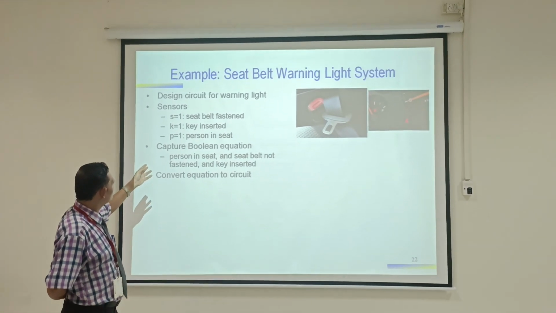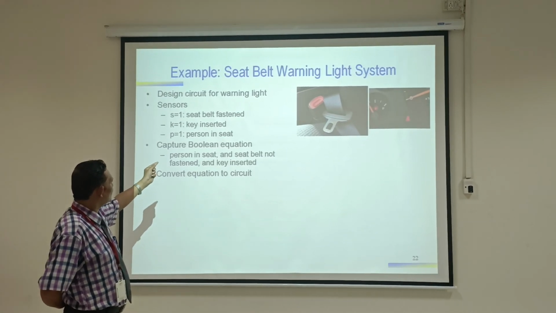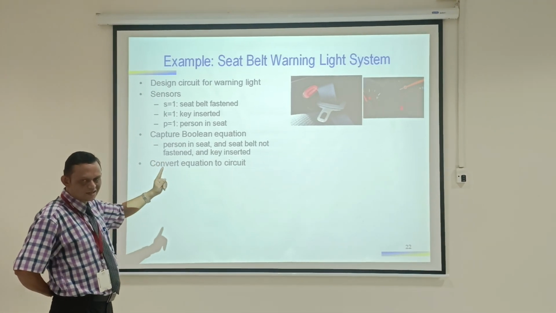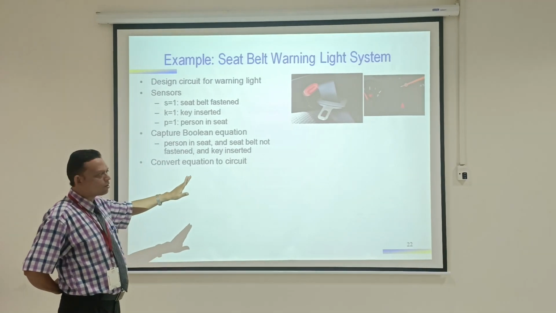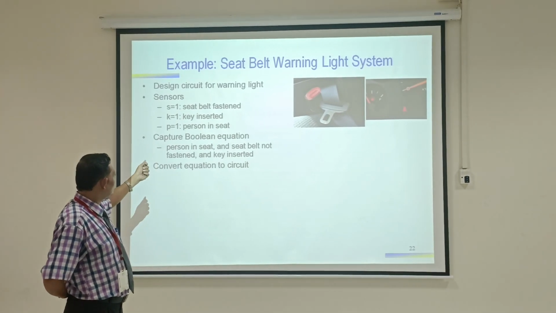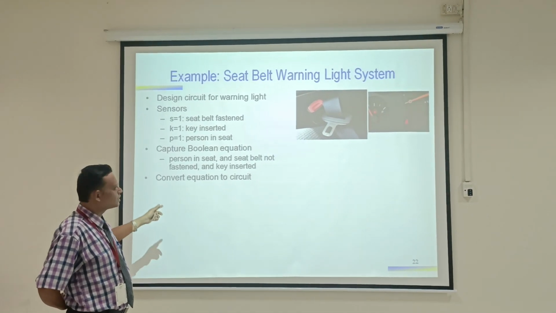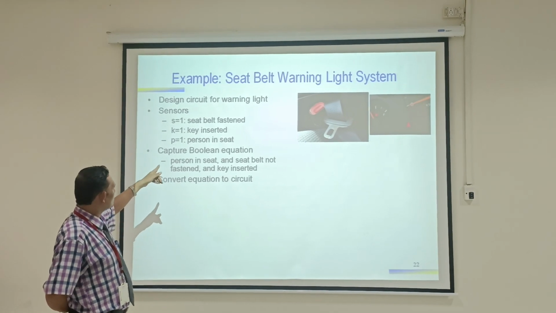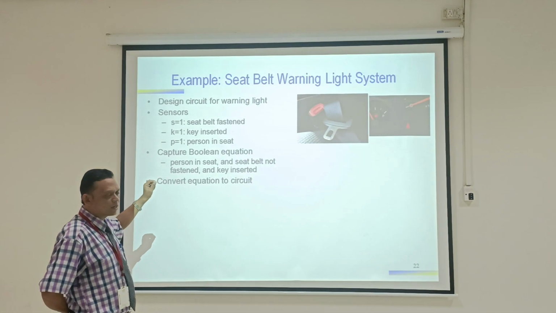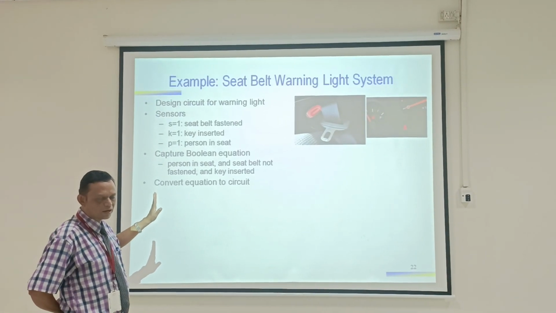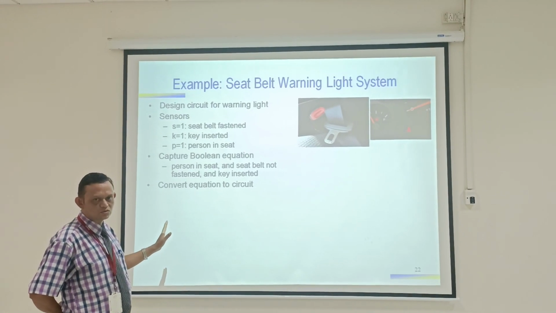Assume that if he has fastened the seat belt, S will be 1. Here 1 is nothing but logic 1. And K is, if the key is inserted properly, K will be 1. If a person is sitting in the correct place, P will be 1. Here the priority is given to seat belt fastening. If the seat belt is not fastened properly, then the alarm should switch on.